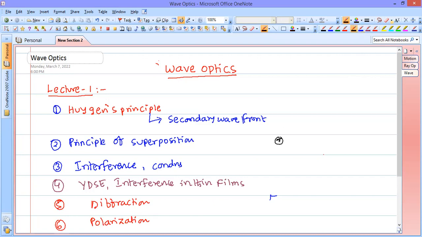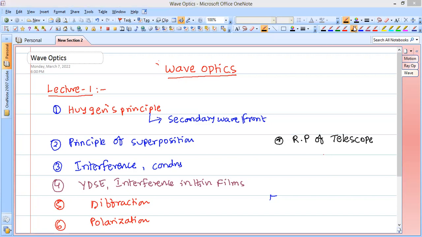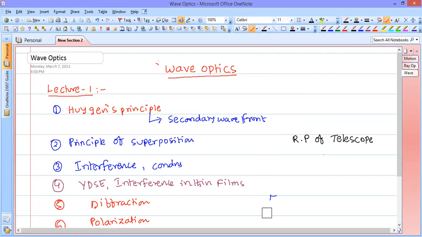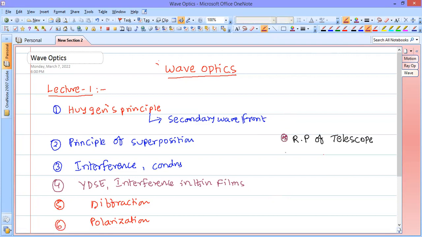In some of the textbooks, what they will do is resolving power of microscope and telescope. Resolving power of microscope and telescope, they will give in wave optics. Have you studied this in your ray optics? Some topics, in some books, they will give it in the wave optics. NCERT, fine. Wave optics.